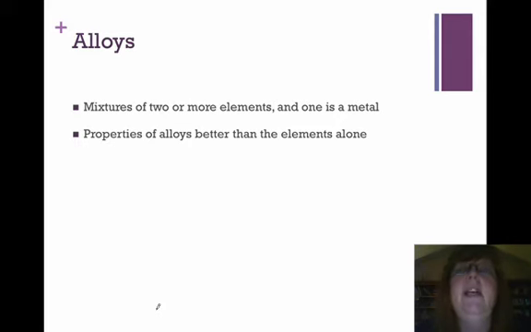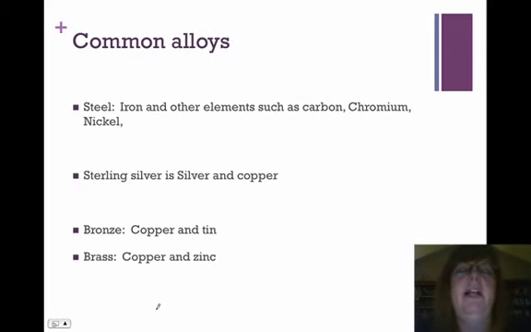Some common alloys, now you don't have to have these memorized, but this is just kind of an FYI. Steel is iron, and it has carbon, and other elements are possibly in them, like chromium or nickel. Sterling silver is silver with some copper in it. The silver by itself is really soft, and you could just bend it. So they add some copper to make it a little stronger so you can wear it for jewelry. Bronze, if you studied the Bronze Age in history, that was when they started really making some good tools. There's copper and tin in bronze, and brass is copper and zinc.